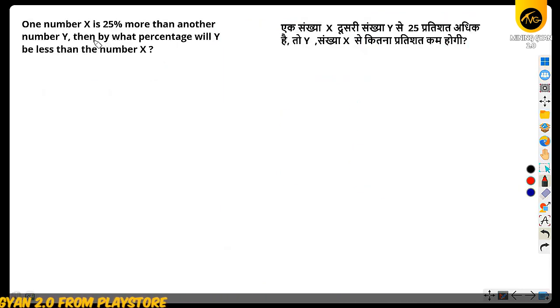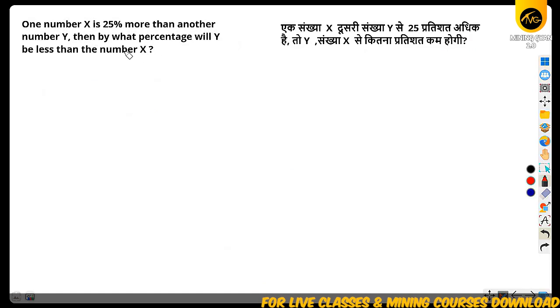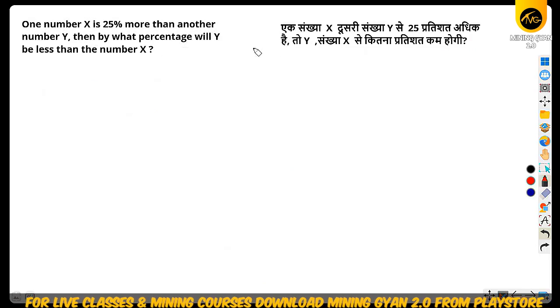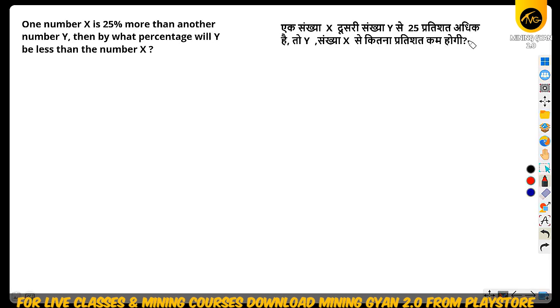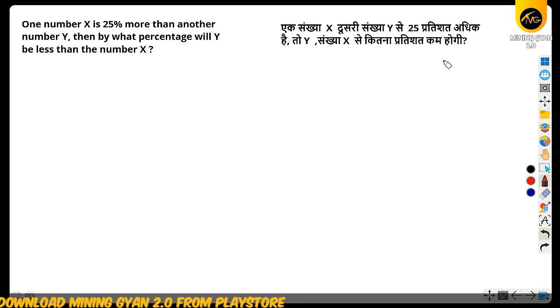Now, one number x is 25% more than another number y. Then by what percent will y be less than the number x? It looks basically like a complicated question because the formation of the question is a little bit complicated. You can read it in Hindi. एक संख्या x दूसरी संख्या y से 25% अधिक है, तो y संख्या x से कितना प्रतिशत कम है. So basically, घूम फिर के आपको ऐसा लगेगा कि if one number is 25% more than another number, then it will be the same percentage less.